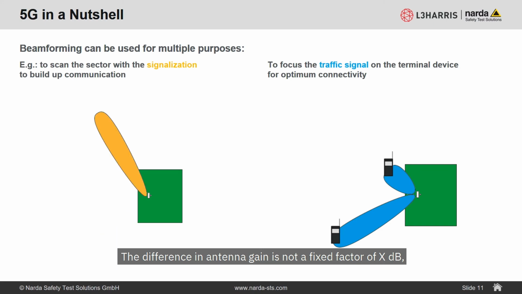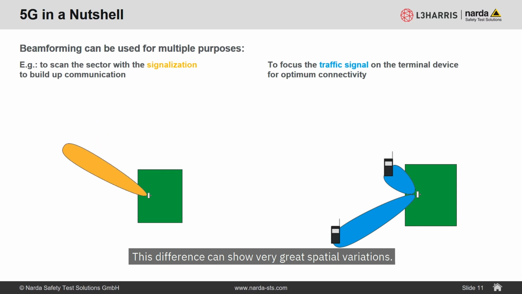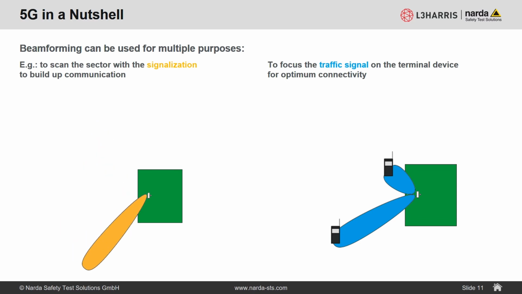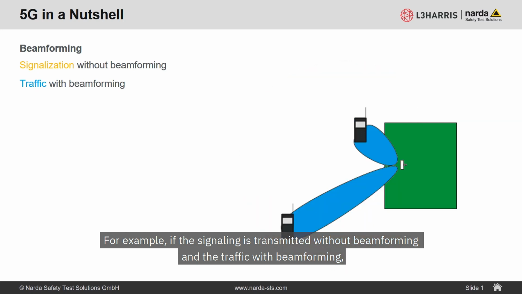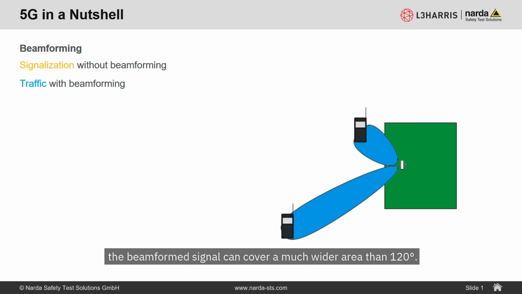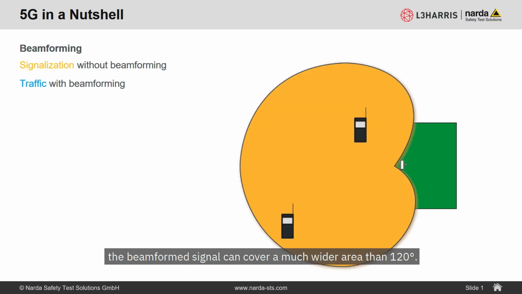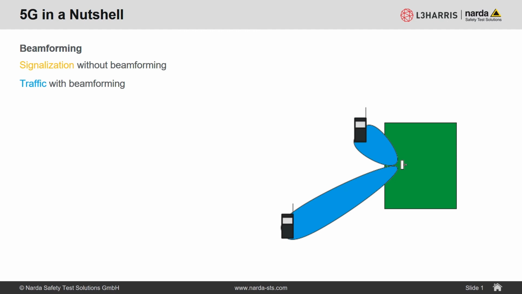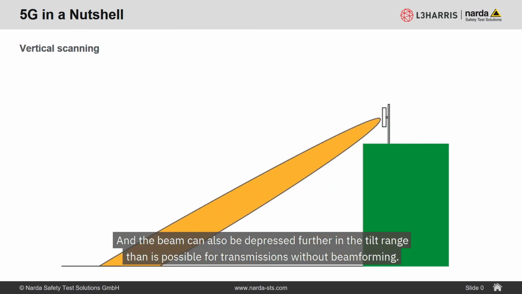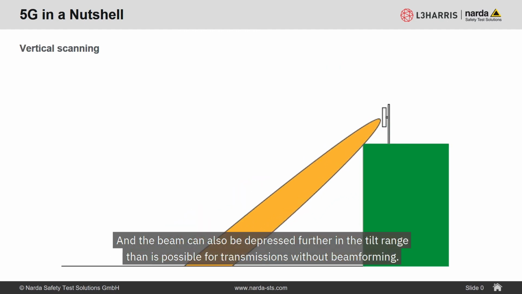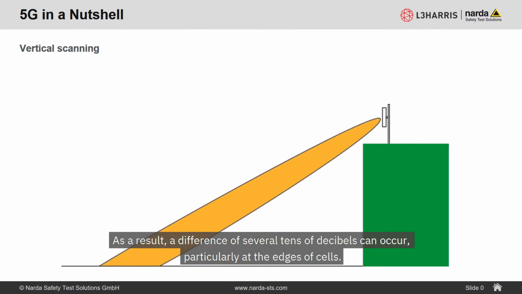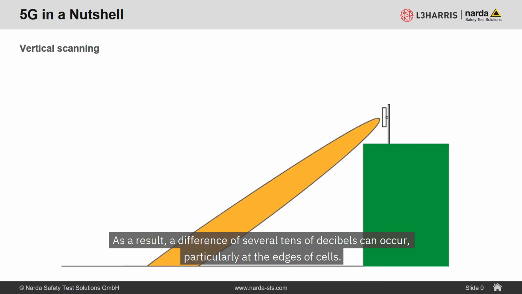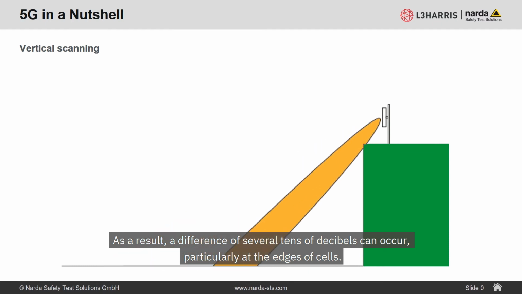The difference in antenna gain is not a fixed factor of x dB. This difference can show very great spatial variation. For example, if the signaling is transmitted without beamforming and the traffic with beamforming, the beamformed signal can cover a much wider area than the 120 degrees. And the beam can also be depressed further in the tilt range than is possible when transmitting without beamforming. As a result, a difference of several tens of decibels can occur, particularly at the edges of cells.